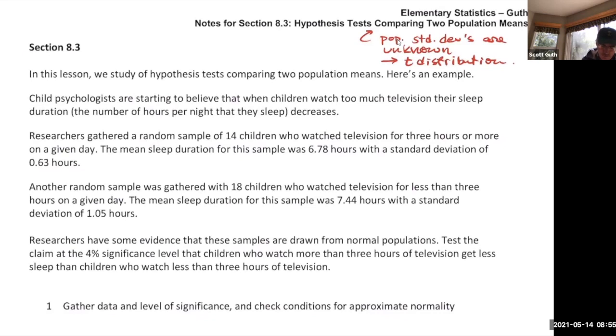Again, section 8.3. In this lesson, we study hypothesis tests that compare two population means. Here's an example. Child psychologists are starting to believe that when children watch too much TV, their sleep duration, number of hours they sleep a night, decreases. Seems obvious. Researchers gathered a random sample of 14 children, that's a little small, who watched TV for 3 hours or more on a given day. Their mean sleep duration for this sample was 6.78 hours, that's an average, with a standard deviation of 0.63 hours, that's just too little sleep.